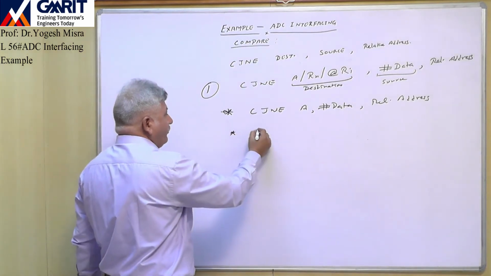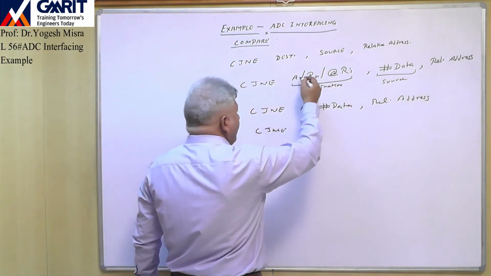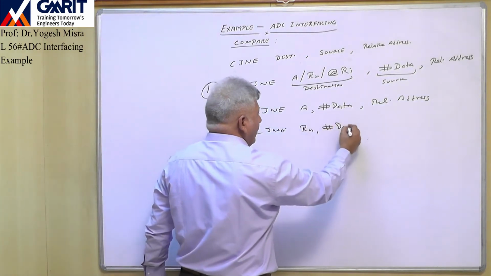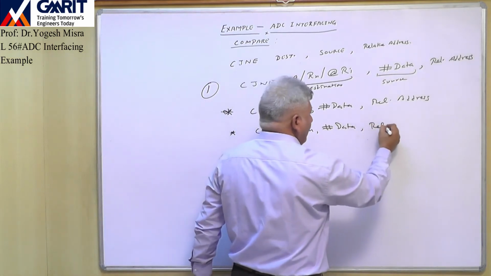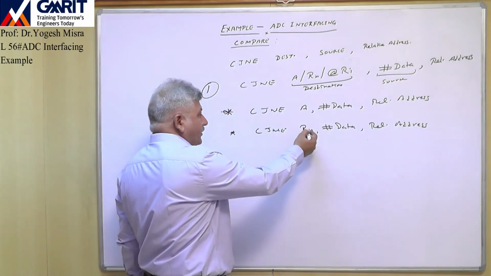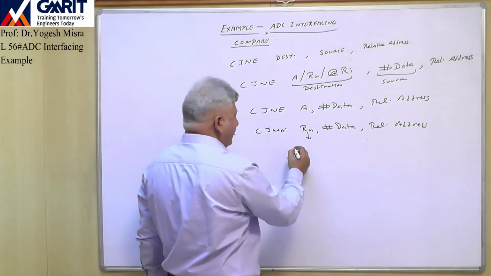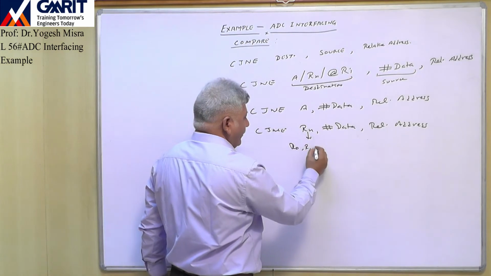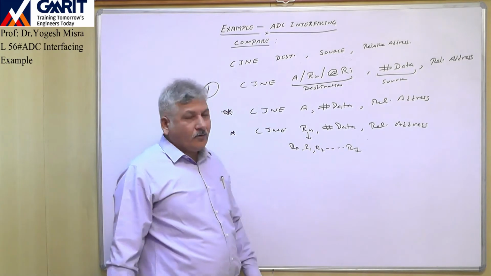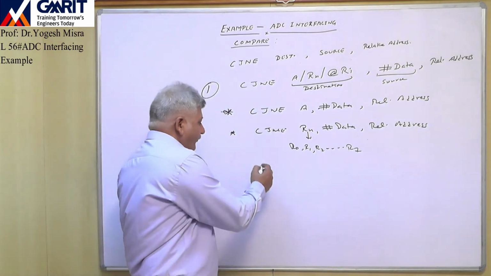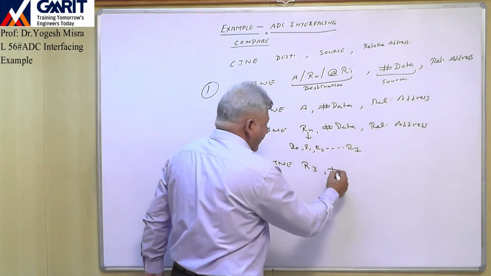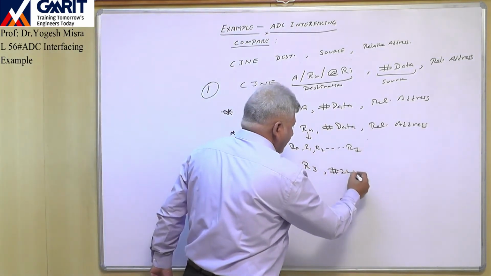And the second form of CJNE: in place of A we can use Rn comma data comma relative address. So here this destination can be R0, R1, R2 up to R7, any of the registers. Now suppose we write the instruction CJNE R3, #24H, ahead.